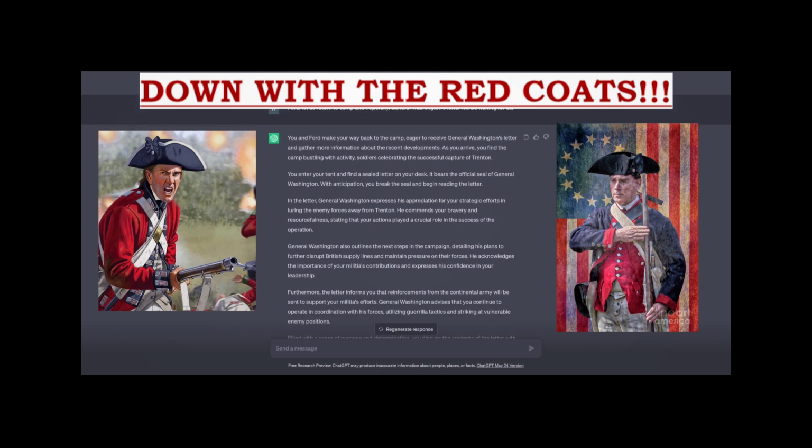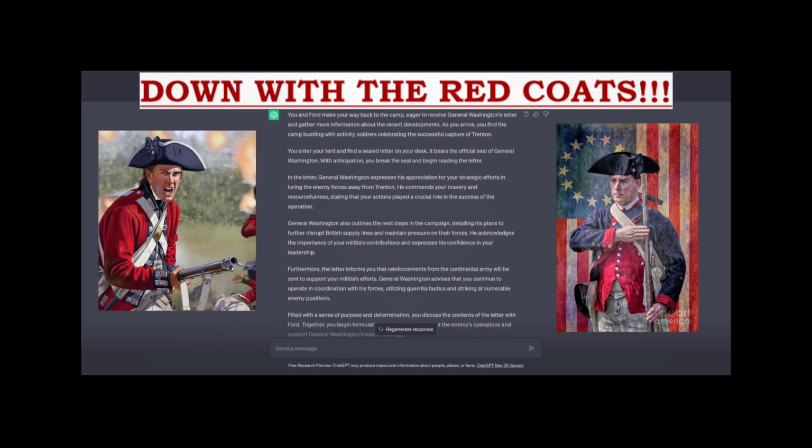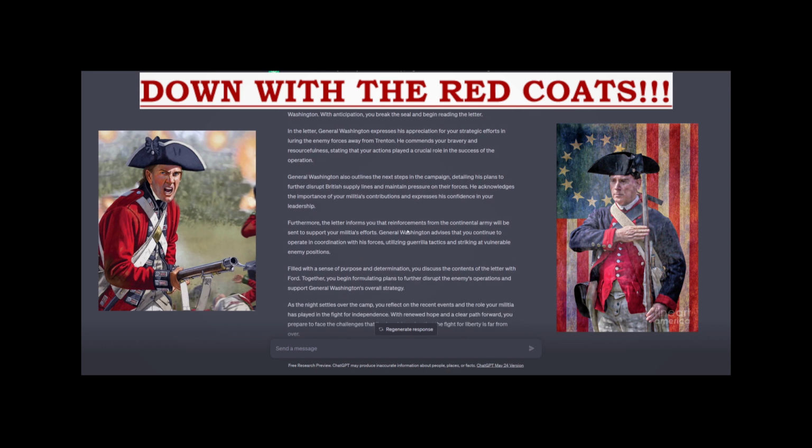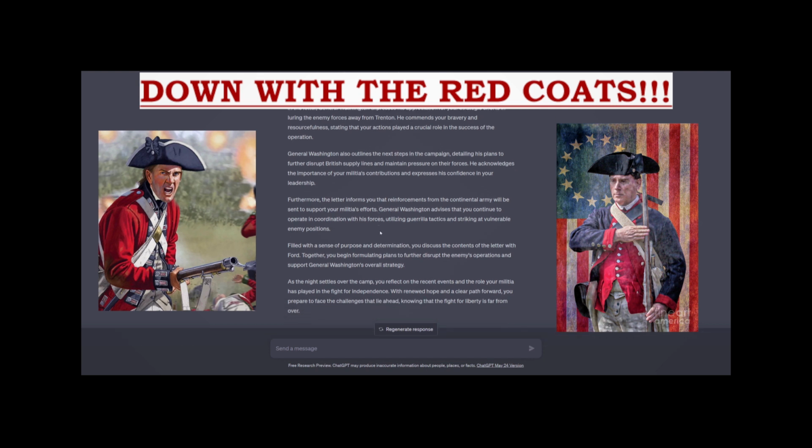He acknowledges the importance of your militia's contributions and expresses his confidence in your leadership. Furthermore, the letter informs you that reinforcements from the Continental Army will be sent to support your militia's efforts. Washington advises that you continue to operate in coordination with his forces, utilizing guerrilla tactics and striking at vulnerable enemy positions. Filled with a sense of purpose and determination, you discuss the contents of the letter with Ford. Together, you begin formulating plans to further disrupt the enemy's operations and support General Washington's strategy.